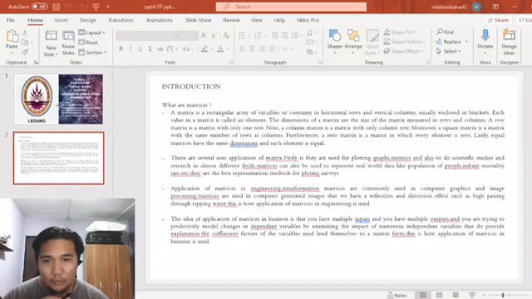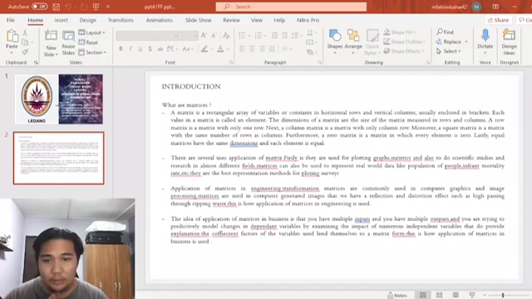A row matrix is a matrix with only one row. Next, a column matrix is a matrix with only one column. Moreover, a square matrix is a matrix with the same number of rows as columns. Furthermore, a zero matrix is a matrix in which every element is zero. Lastly, equal matrices have the same dimensions and each element is equal.